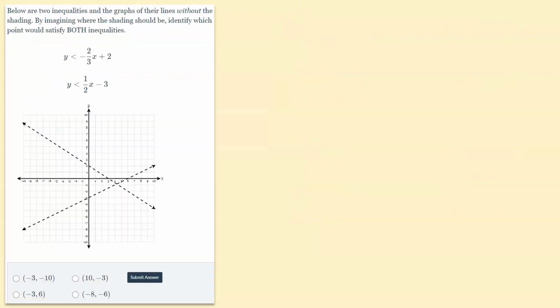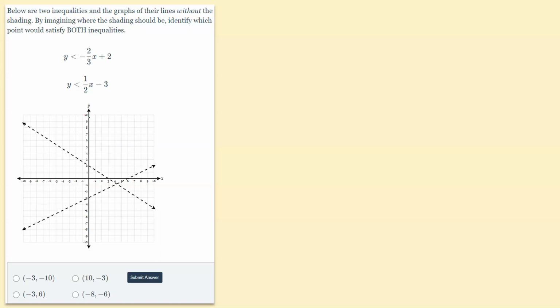Now let's go ahead and look at this next part. Below are two inequalities and the graphs of their lines without the shading. By imagining where the shading should be, identify which point would satisfy both inequalities. So a little reminder of how shading works. If it's less than, you shade below the line. If it's greater than, you shade above the line. So let's look at these.